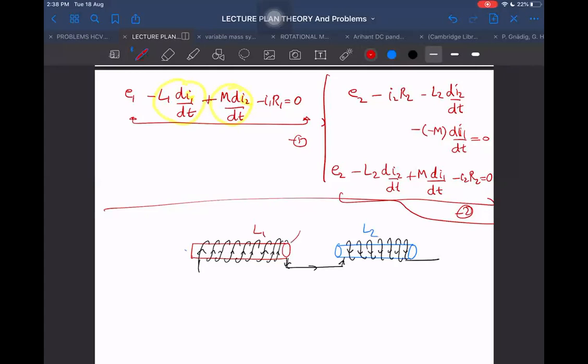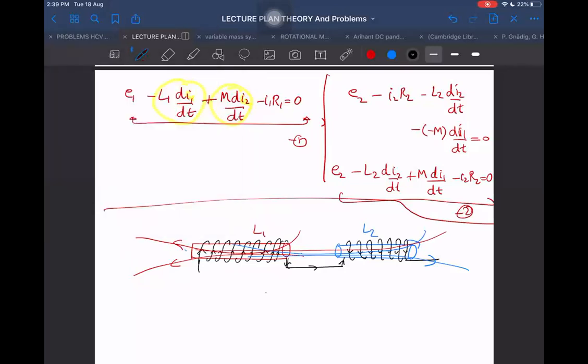What will be the direction of the field due to the left one? I think left side. And due to the right one? Towards right side. Yes, towards right. So these blue magnetic field lines and the red magnetic field lines, are these supporting each other or are these opposing each other? Opposing. Opposing each other. So if these are opposing each other, then what will be the effective inductance of this?